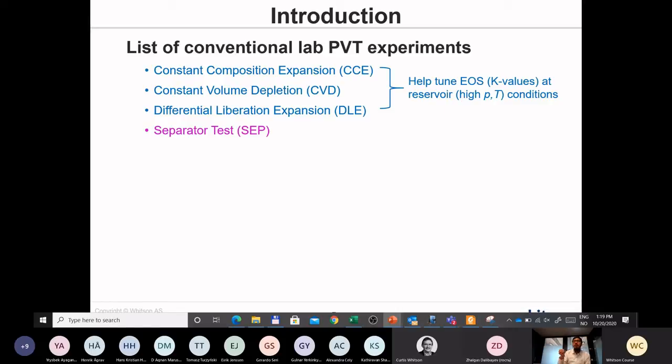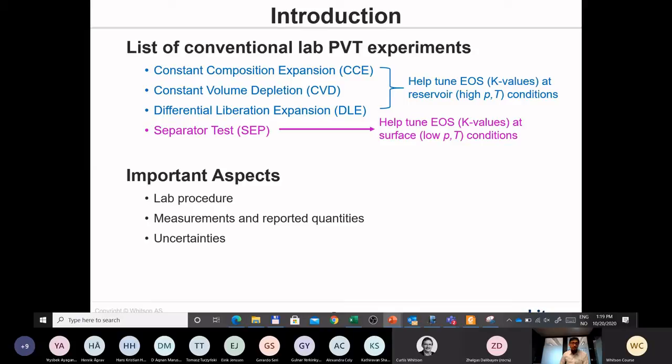So if you remember the tip of the nose, that is convergence pressure. So in that region, we try to tune our equation of state model because that's relevant for the reservoir condition. And then the separator test helps us tune the K values at surface, low pressure and temperature conditions, because we get these measurements at low pressure and temperature, which represents our surface process.